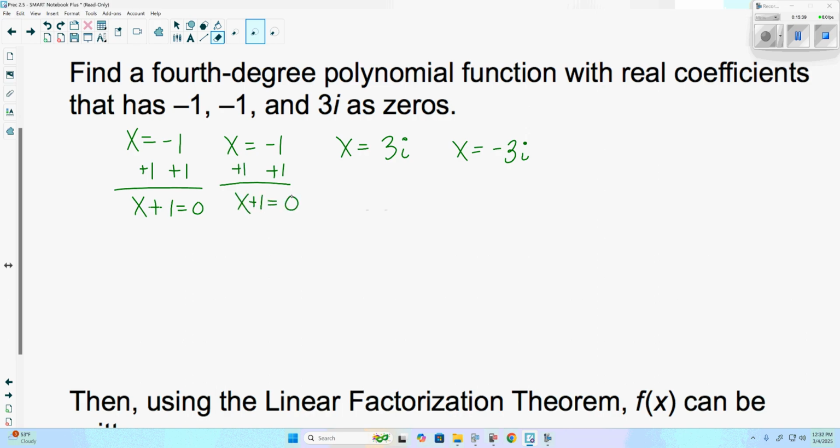So for our x equals -1, we're going to add 1 to both sides, giving us x plus 1 equals 0. For our x equals 3i, here we would subtract 3i, telling us x minus 3i is going to be one of our factors. And lastly, x is equal to -3i, we would add 3i, telling us x plus 3i.